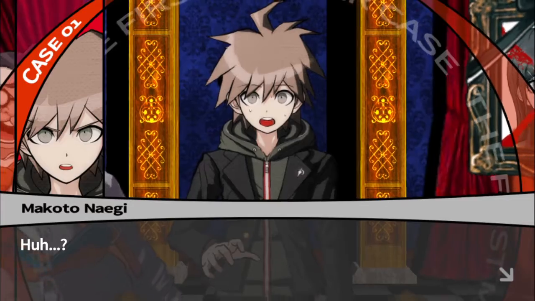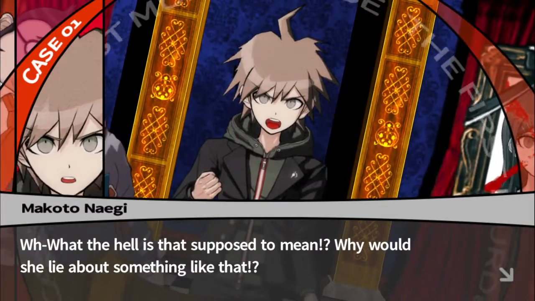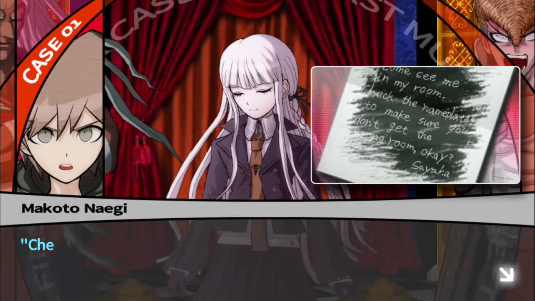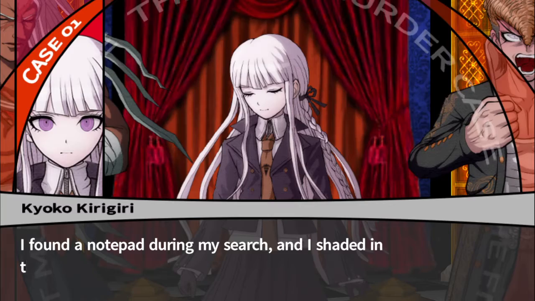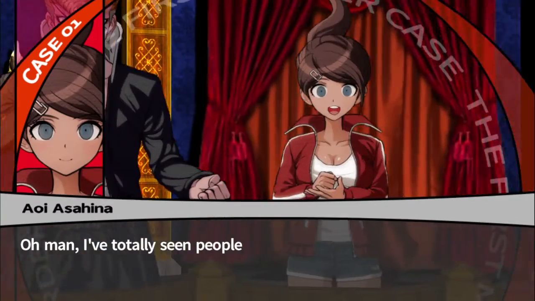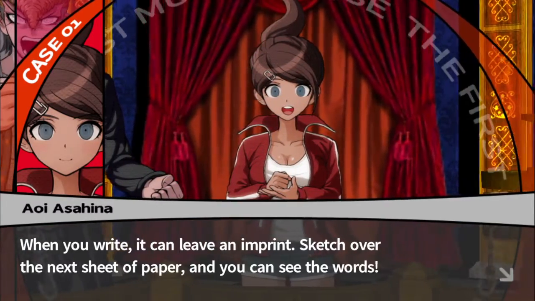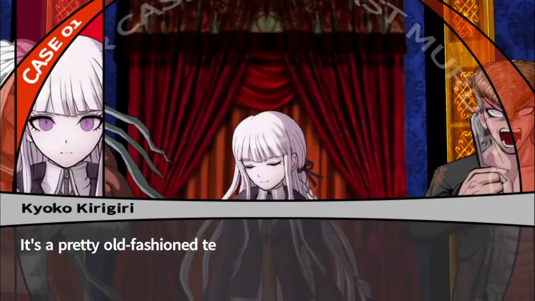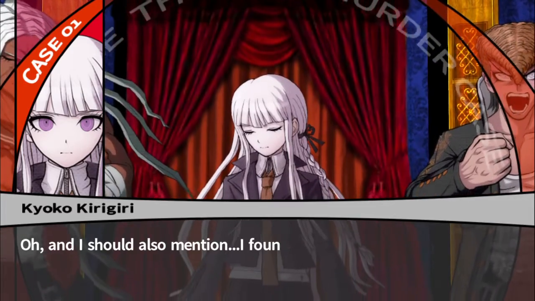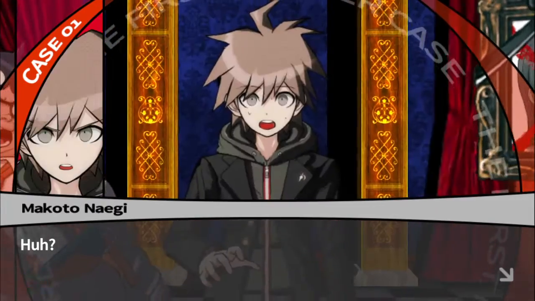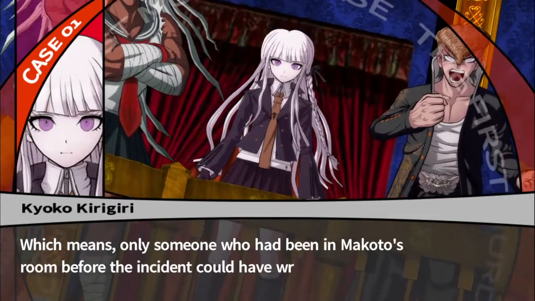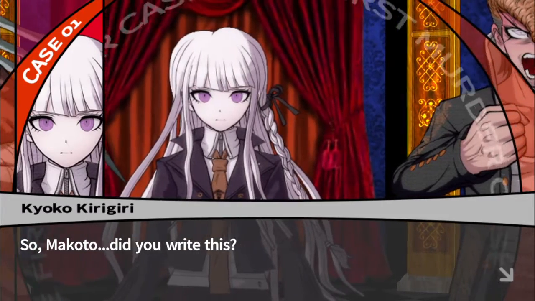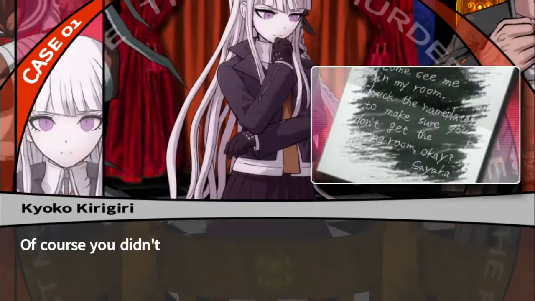What if her being scared was a lie? Huh? Well, what the hell is that supposed to mean? I know you don't want to consider it, but I found a notepad during my search, and these are the words. Oh man! When you write, it can leave an imprint. When I saw that, I was like, holy crap! I'd better make sure I rip it. It's a pretty old-fashioned technique. But oh, and I should also mention, which means only someone who had... Then either it was Makoto who lit... So, Makoto, did you write this? No, I didn't. Of course you didn't.